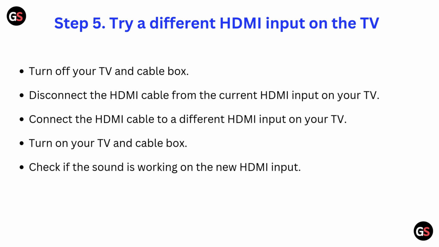Connect the HDMI cable to a different HDMI input on your TV. Turn on your TV and cable box. Check if the sound is working on the new HDMI input.